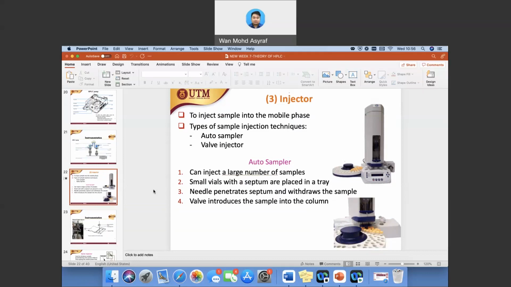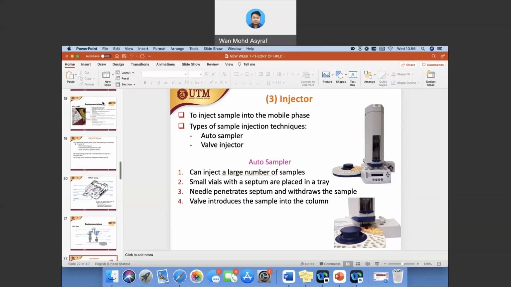Now we are looking at the injector. As by its name, it is to inject your sample into the mobile phase. There are two types of sample injection for HPLC: the auto sampler and the valve injector, which we can also call manual injection. The auto sampler, by its name, injects automatically. For the valve injector, which is a manual injection method, you would need to use a syringe, as shown in this picture.